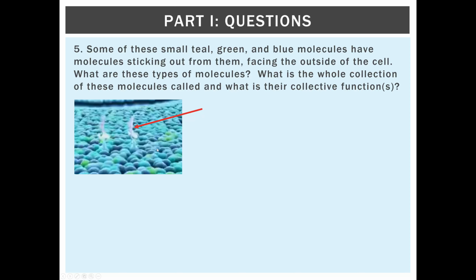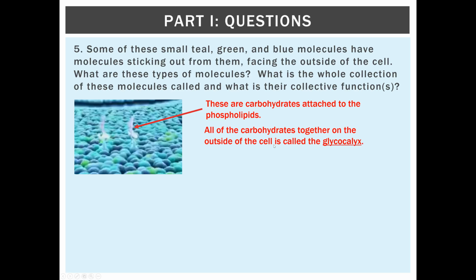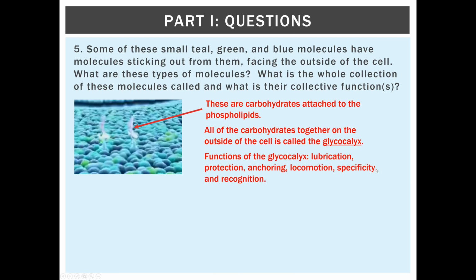So we saw all our little phospholipid heads all around, and then we noticed that some of them had these little molecules sticking out of them. So these are the carbohydrates that are attached to the phospholipids. All of the carbohydrates together on the outside of the cell make up the structure called the glycocalyx. The glycocalyx functions to lubricate, protect, anchor, help with locomotion, provide specificity, and recognition.